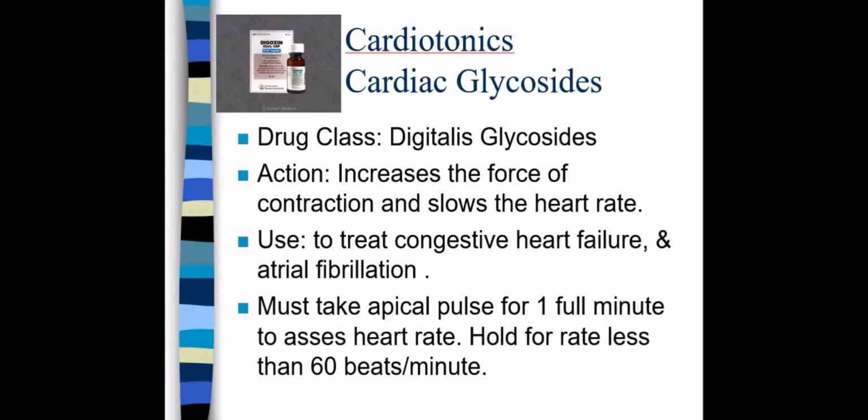Nurses must take an apical pulse for 1 full minute and count the heart rate. You have to listen to every beat. Lub-dub is counted as 1 beat. You hold the medication, meaning you don't give it, if you listen and the heart rate is less than 60 beats per minute. So if the heart rate is 59 beats per minute, you do not give it. If it's 60 beats per minute, that is considered acceptable, and you can give the cardiac medication to the patient.